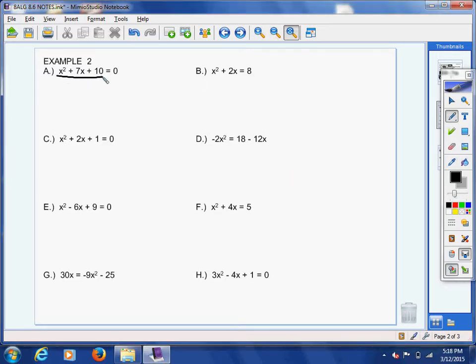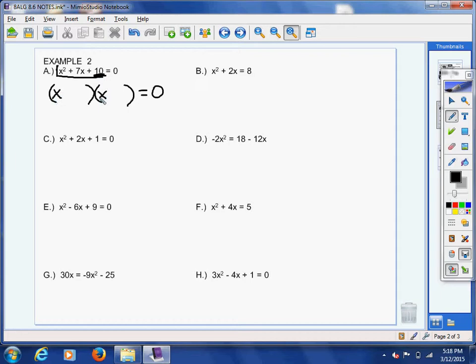This is what I would call a very, very easy trinomial. I remember I used that wording with you in class. An easy trinomial is a trinomial that has a 1 out in front, a coefficient of 1, okay? So what that means is when I factor it, I can just focus on the back end numbers. What are factors of 10 that add up to be 7?